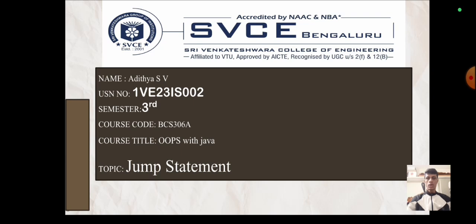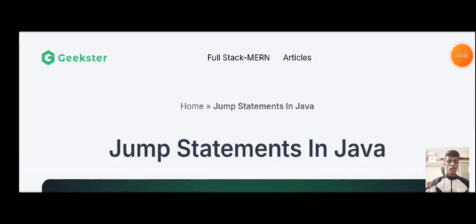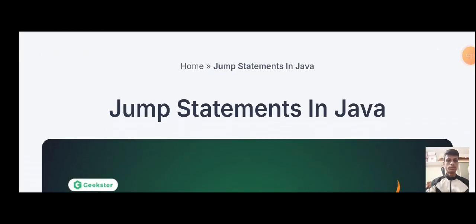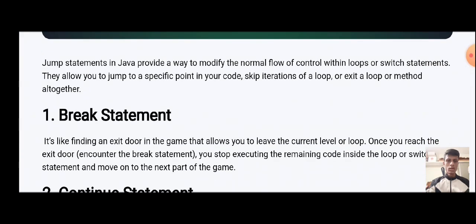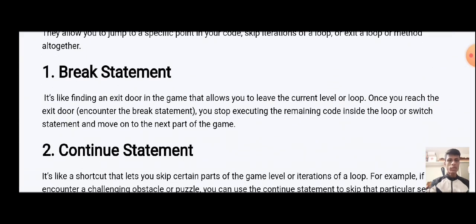In this video, I'll be explaining jump statements in object-oriented programming with Java. Jump statements in Java provide a way to modify the normal flow of control within loops or switch statements. They allow you to jump to a specific point in your code, skip an iteration of a loop, or exit a loop or method altogether.